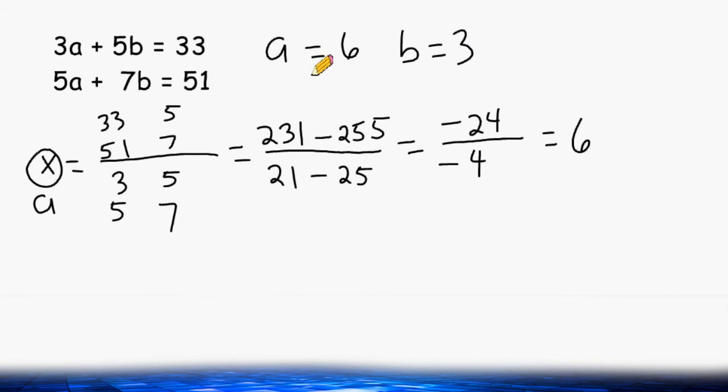And let's just verify these results by substituting 6 and 3 in for this a and this b down here. If we took 5 times 6, that would be 30. And if we added that to the product of 7 times the b that we solved for, or 3, that would be 21. And 30 plus 21 is equal to 51. So that is basically how you can use Cramer's rule to figure out the solution for a system of equations.